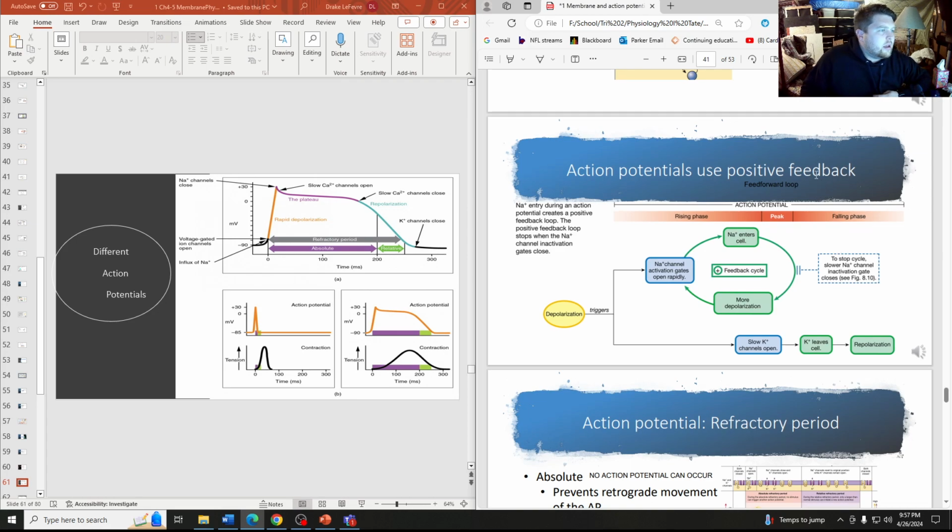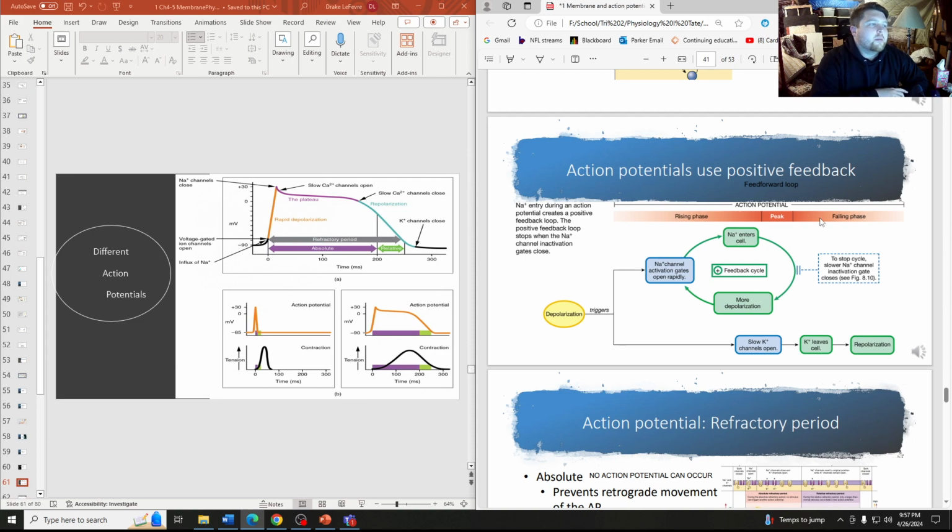If you remember back in Biochem 1, we talked about negative feedback loops, where something would loop back once we created a product and stop the process from happening. The action potential is going to have the opposite. It's going to have what's called positive feedback.